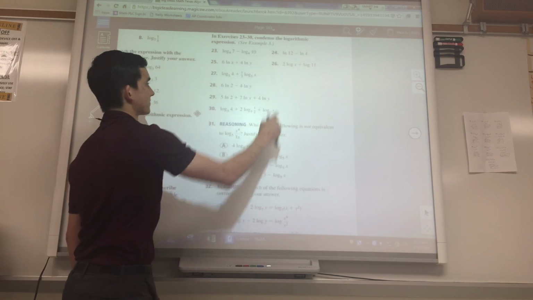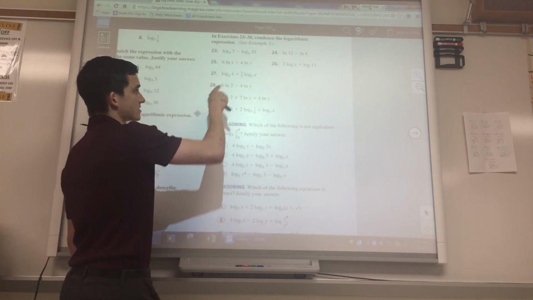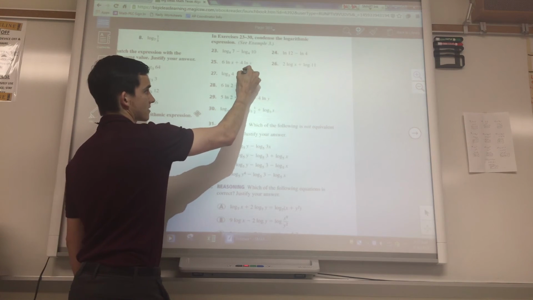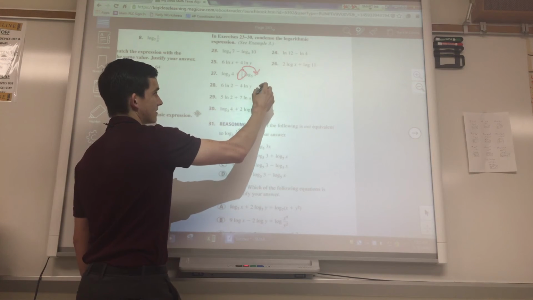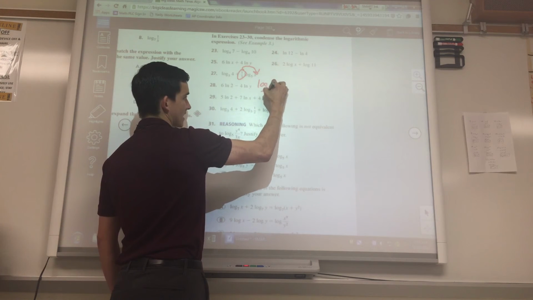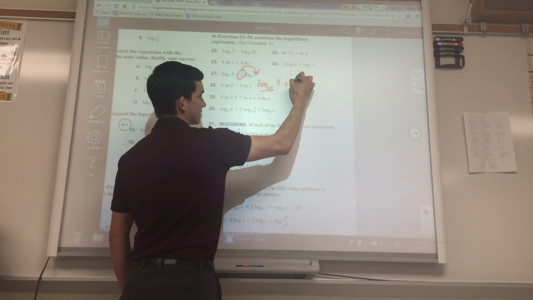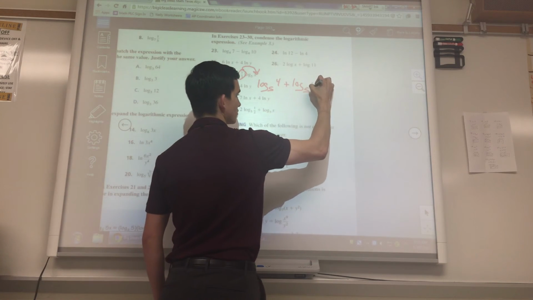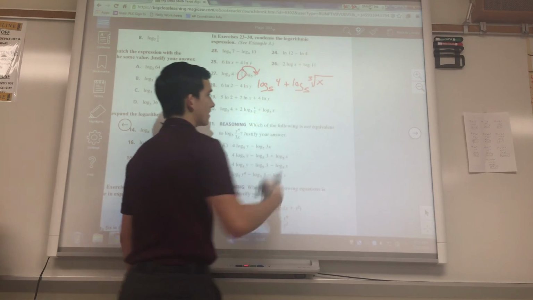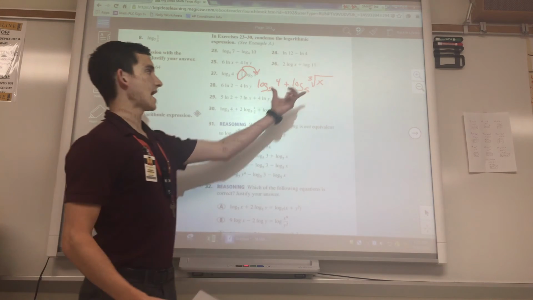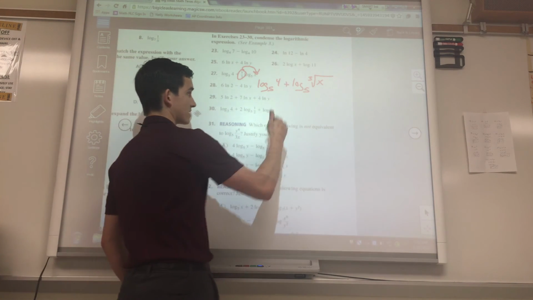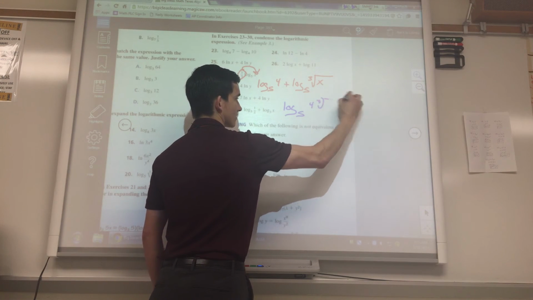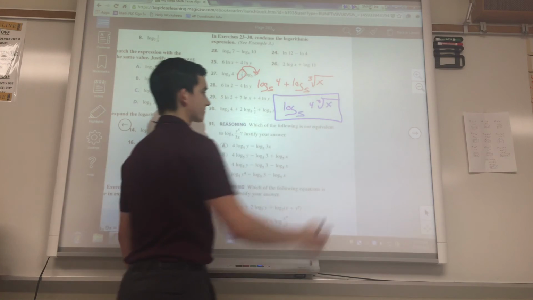All right, next one. Okay, so I have log base 5 of 4 plus 1/3 log base 5 of x. So I'm going to take that 1/3 and I'm going to put it up top first. So I end up with log base 5 of 4 plus log base 5 of x to the 1/3, or just cubed root of x, like that. And now because they're added, they're also equivalent to being multiplied. So log base 5 of 4 cubed root of x, like that.